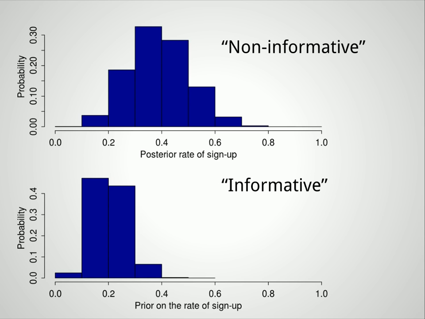So the information in the data pointed to the rate of sign-up being somewhere around 40%, and the CEO stated that it's usually around 5 to 15%. So it shouldn't come as a surprise that the resulting posterior distribution looks like a mix between these two information sources. Now, if we had more data, the information in the prior would have less and less influence. And with enough data, the prior wouldn't matter at all. Similarly, if we had less data, the posterior would look more like the prior.